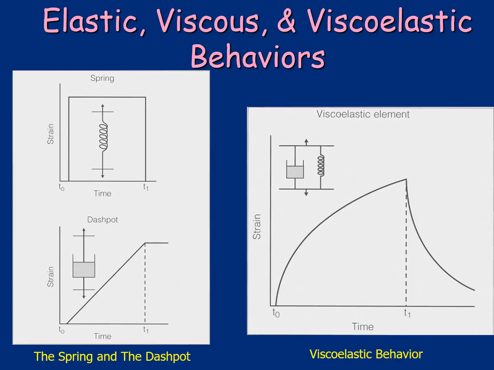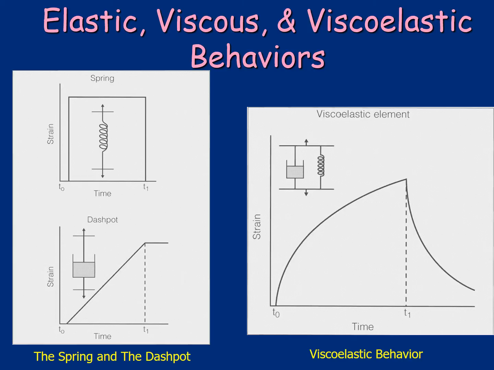Then we have the dashpot. The dashpot represents the viscosity. When you apply load to the dashpot, there will be a gradual increase in the strain, and it will gradually increase as long as you're holding the load. Once you remove the load, the dashpot will be maintained in the new position. Finally, combining both of them together, the spring and the dashpot, we will get the viscoelastic behavior.